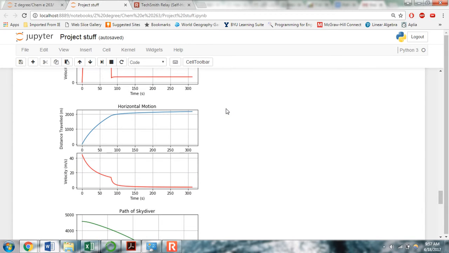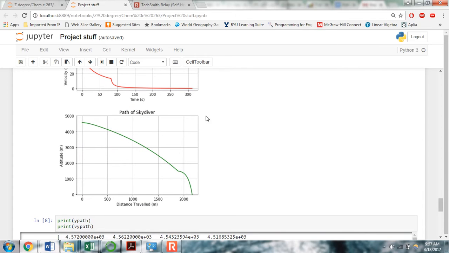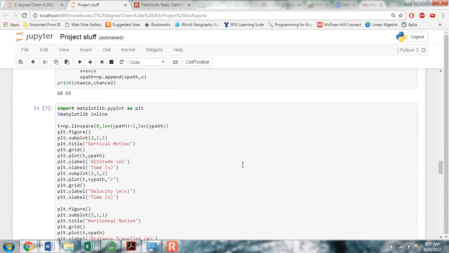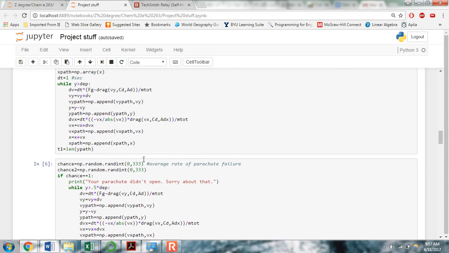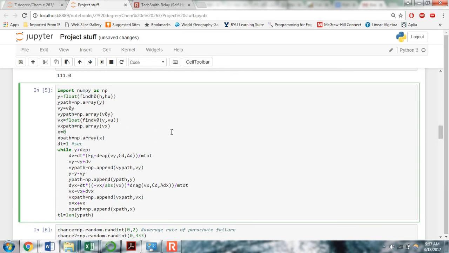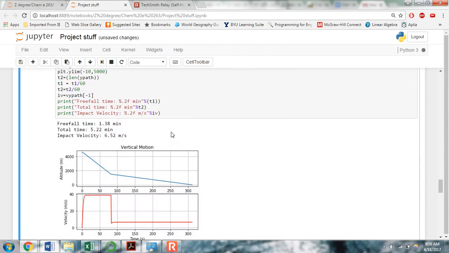And in this last graph we have the x versus y position, so this is what it would look like when the parachutist is falling. And so now we will show that it actually works if the chance generates that the parachute does not open. We're just going to change the probability so that we don't have to run through all 100,000 times.